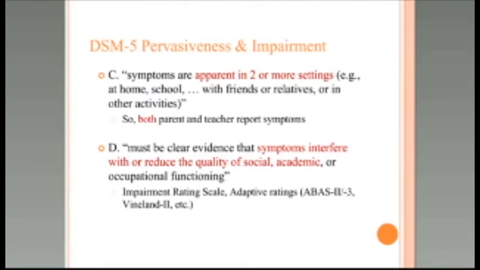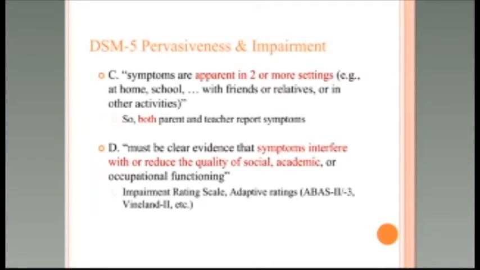Again, in terms of pervasiveness and impairment, these are criteria in DSM-5. Under the pervasiveness criterion, symptoms must be apparent in 2 or more settings, so at home and at school with friends or relatives, or in other activities. So there is a requirement that both parents of children and teachers of children report symptoms so that you are able to identify the pervasiveness of the symptoms.